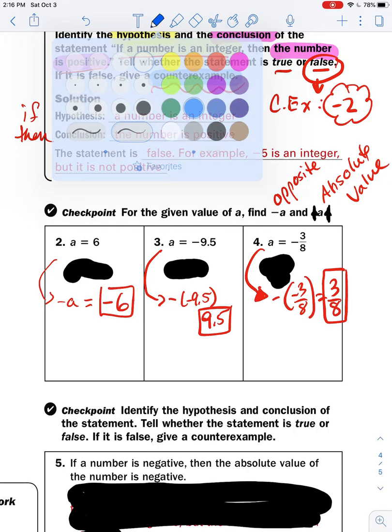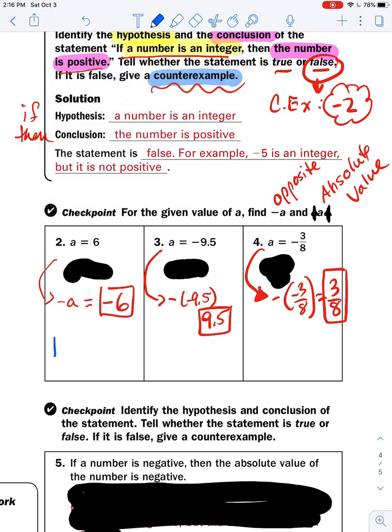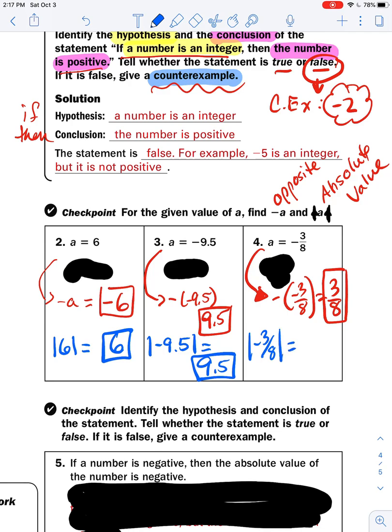So then let's go through and do our absolute values. What's the absolute value of 6? So you're asking yourself, how far is 6 from 0? My answer would be 6. How about here? How far is -9.5 from 0? Well, 9.5. And lastly, how far is -3/8 from 0? Well, that's going to be 3/8 to the left, but it's still 3/8.